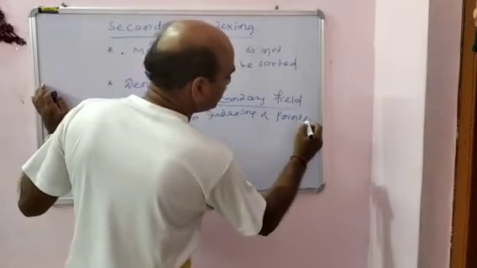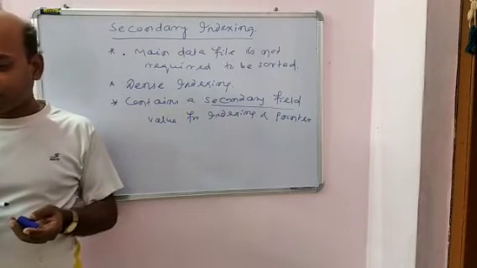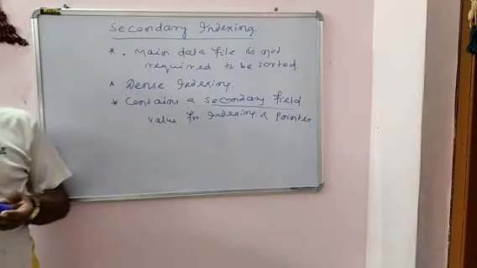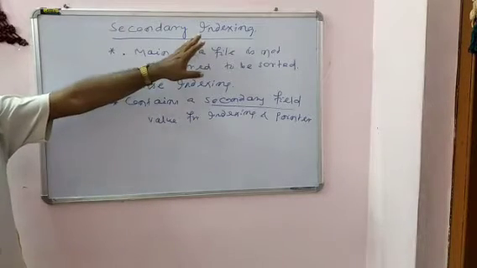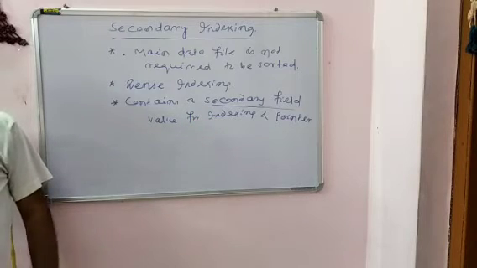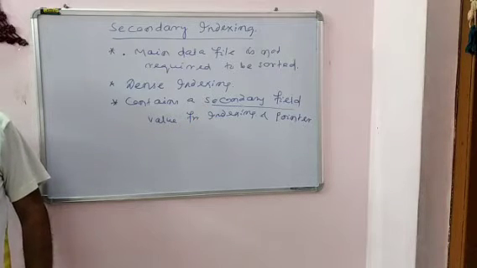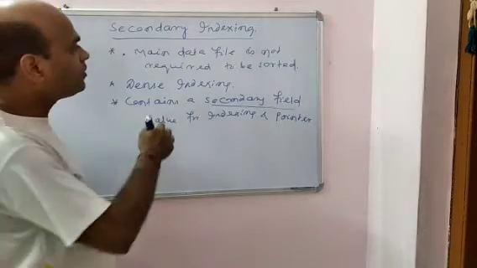Normally, a pointer points to the location in the main file. So in secondary indexing, the main data file is unsorted. The index file is sorted on a key or non-key attribute. But what happens to the index file?